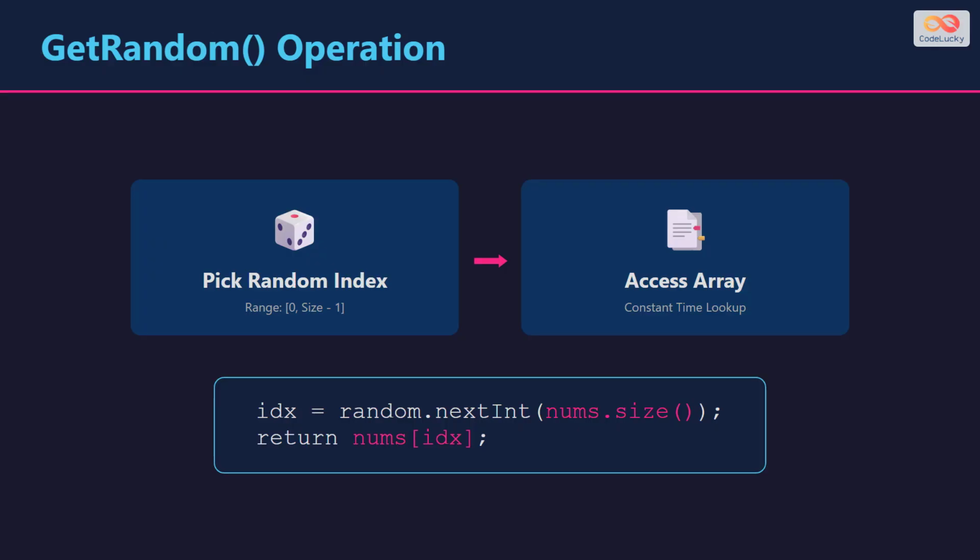Getting a random element is straightforward thanks to our array. We generate a random integer between 0 and the array's size minus 1. Then, we just access the array at that index. Since array access by index is instantaneous, this operation is strictly O of 1.